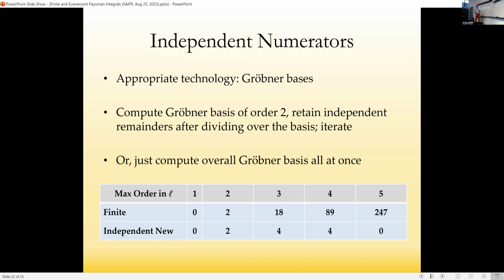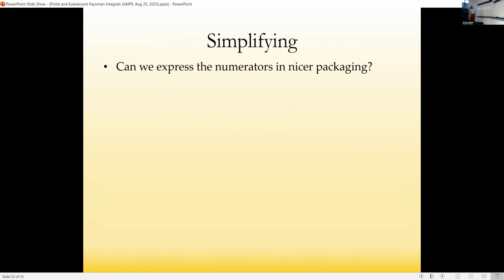So, just looking ahead a little bit, I'm going to show you a toy example of hints of the simplifications that you get by using the finite integrals. But of course, if you've constructed an integrand, you can just use these Gröbner bases to do the division and separate out the finite ones and reorganize the structure.